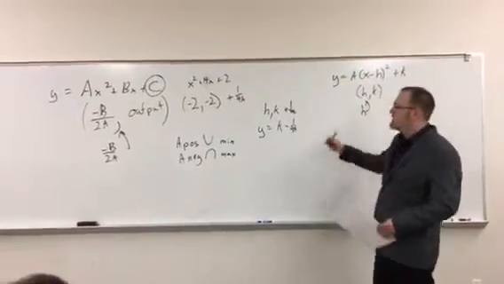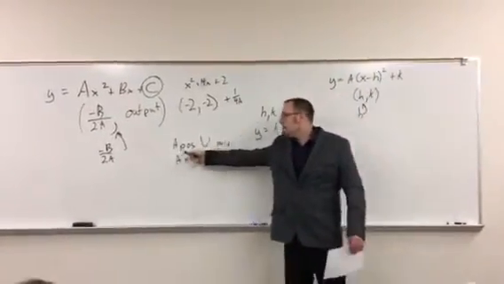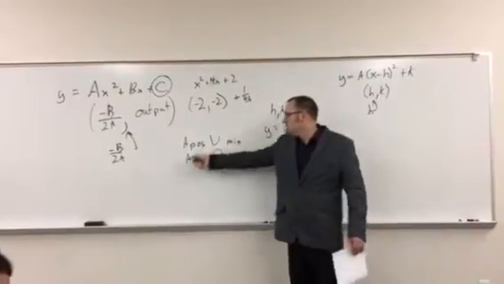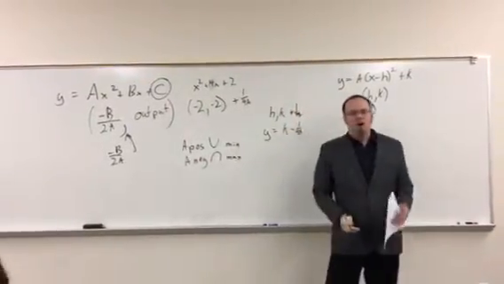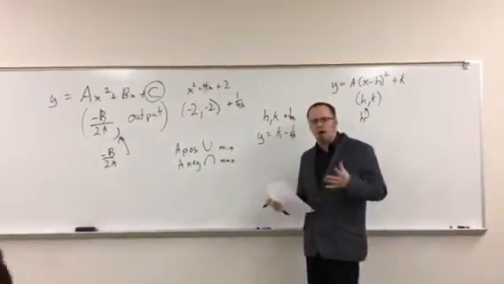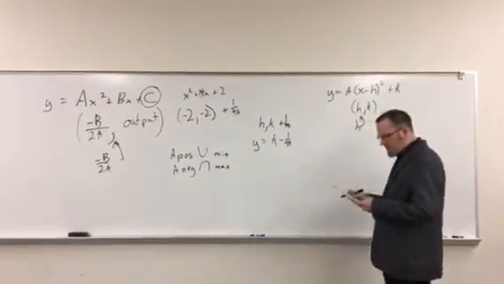The minimum and maximum works the same way. If the a is positive, it's a minimum value. If the a is negative, it's a maximum value. On the test, they may only be looking for the y instead of the full vertex.